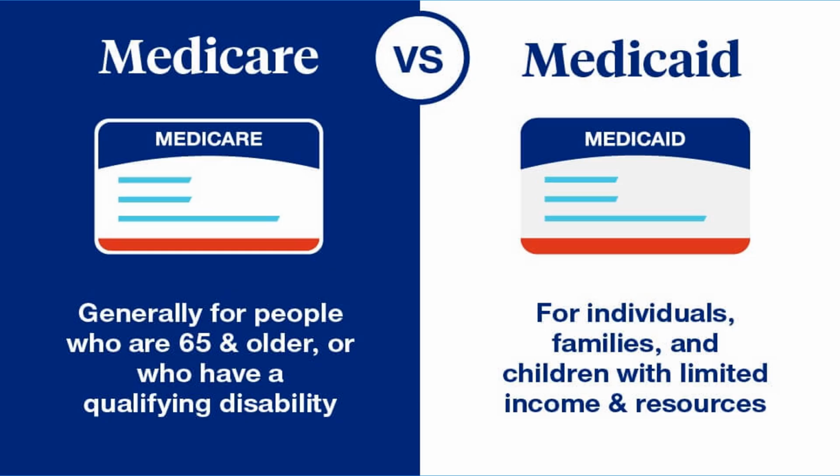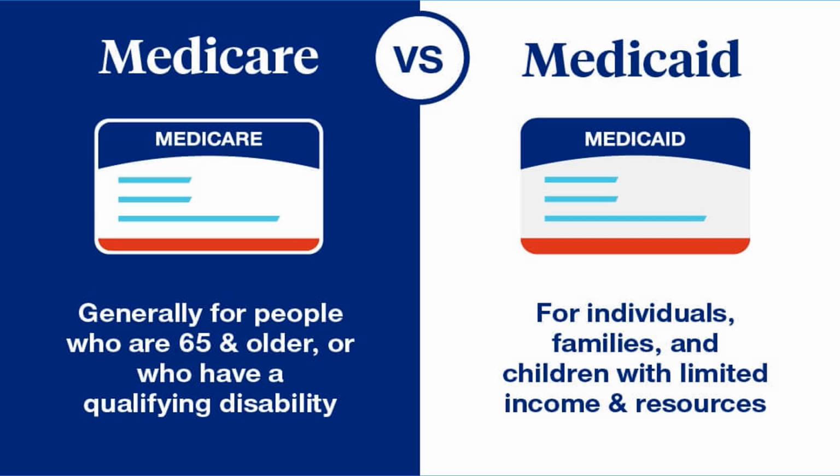So Medicare and Medicaid were both established in 1965, as I previously mentioned, but their purposes and target populations are quite different. So let's start with Medicare. Medicare is a federal health insurance program primarily for individuals aged 65 or older. It also covers younger individuals with certain disabilities or conditions like end-stage renal disease or ALS.